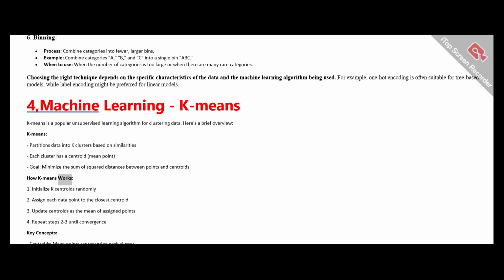How K-means works. 1. Initialize K centroids randomly. 2. Assign each data point to the closest centroid. 3. Update centroids as the mean of assigned points. 4. Repeat steps 2 to 3 until convergence.